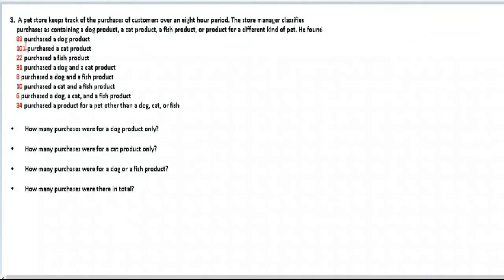Number 3 question. A pet store keeps track of the purchases of customers over an 8-hour period. The store manager classifies purchases as containing a dog product, a cat product, a fish product, or product for a different kind of pet. He found that 83 purchased a dog product, 101 purchased a cat product, 22 purchased a fish product, 31 purchased a dog and a cat product, 8 purchased a dog and a fish product, 10 purchased a cat and a fish product, 6 purchased a dog, a cat, and a fish product, 34 purchased a product for a pet other than a dog, cat, or fish.